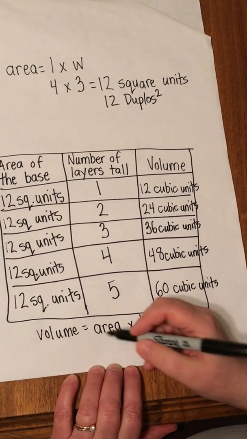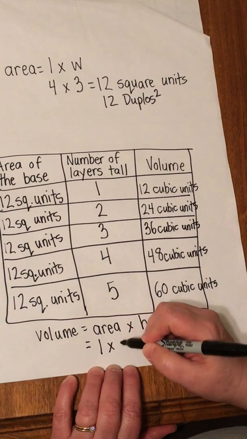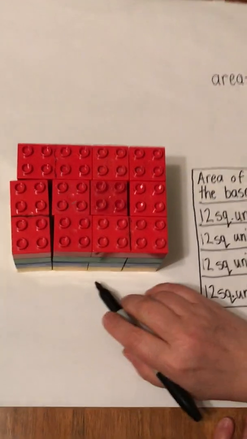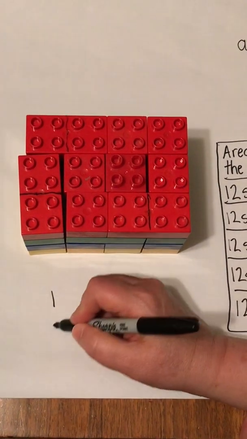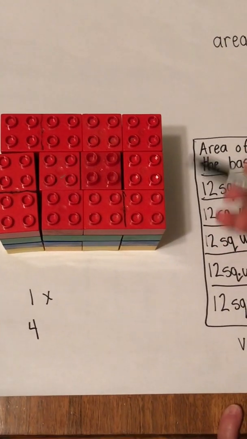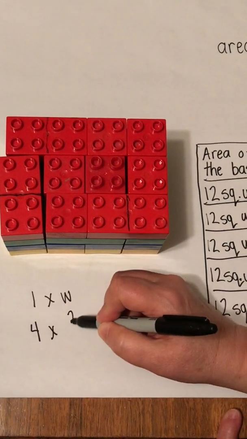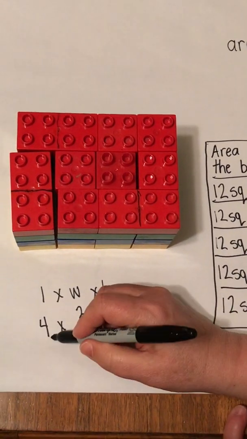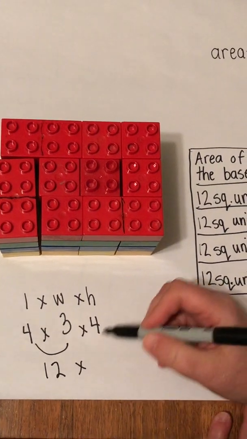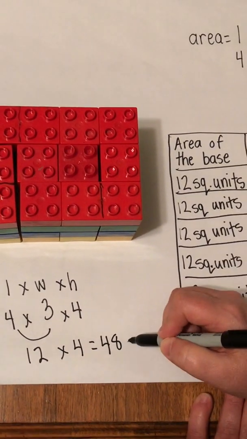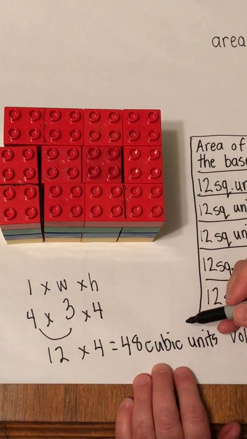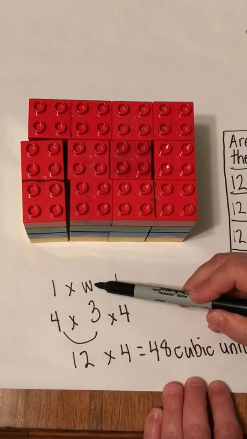And we know from earlier this week that area is equal to length times the width, so volume is length times width times height. If we go back to our rectangular prism that we just built, I know that the length is 1, 2, 3, 4, times the width is 1, 2, 3, and our height is 1, 2, 3, 4. So 4 times 3 is 12, and 12 times 4 equals 48 cubic units. And remember, cubic units stands for 3 dimensions: length, width, and height.